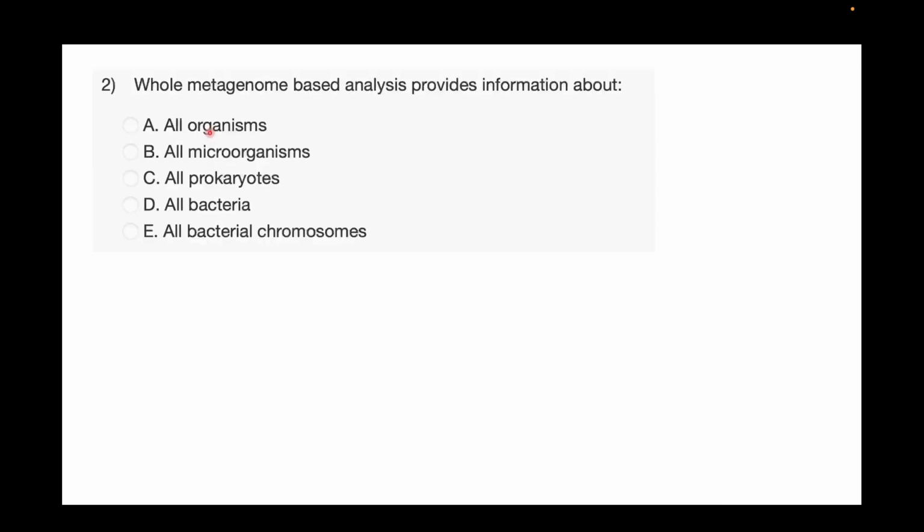Yes, very good. Coming back to question number 2, the second question of this session. Whole metagenome based analysis provides information about dashed. Option A, all organisms. Option B, all microorganisms. Option C, all prokaryotes. Option D, all bacteria. Option E, all bacterial chromosomes.